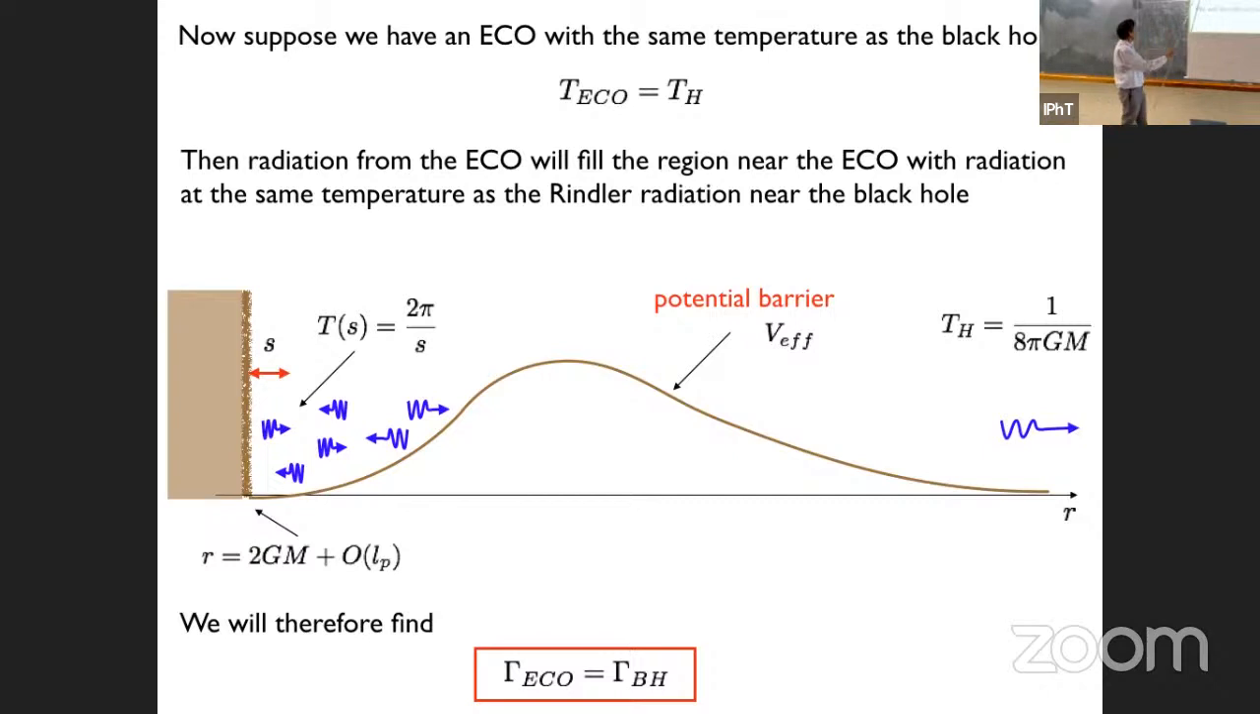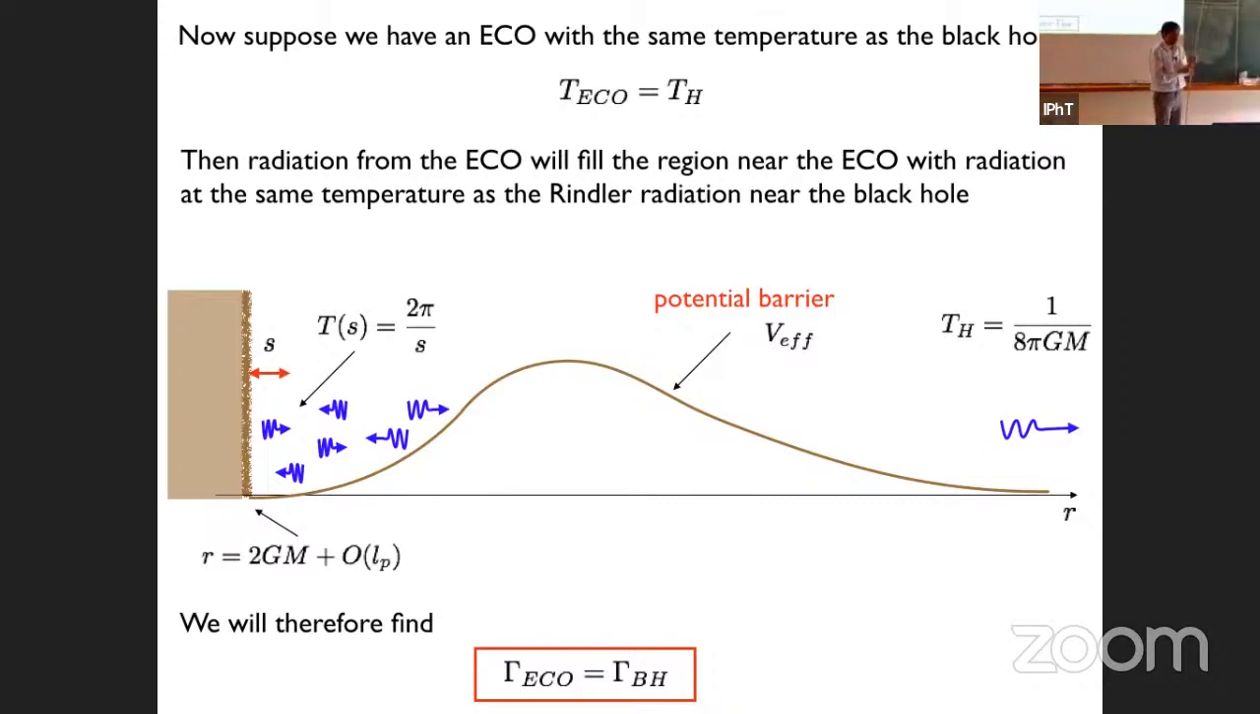If it wasn't an ECO, this surface could be here. Then even if it was the same temperature, the amount of barrier that you penetrate through would be different, and then the answer indeed would be different. Right? So if you have a normal object, then it doesn't have the same radiation rate. But if you're in a high redshift region, it doesn't matter exactly where you put this, you'll get the same radiation rate.